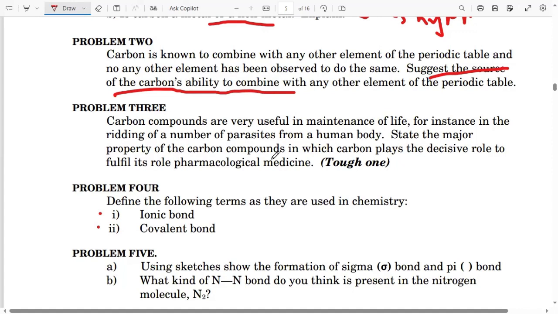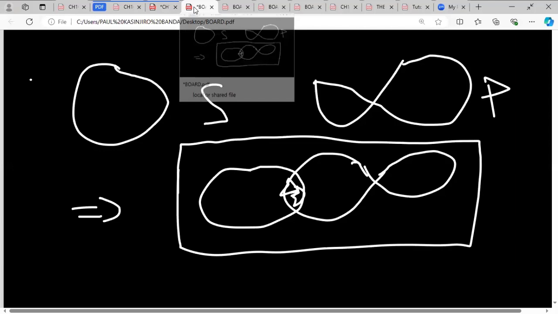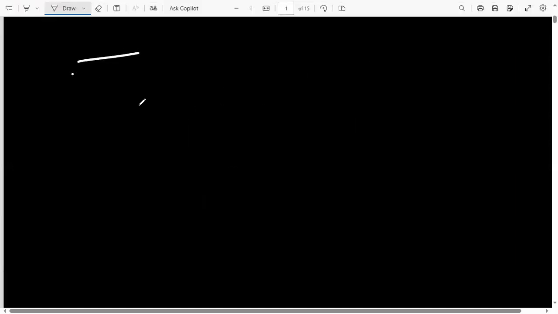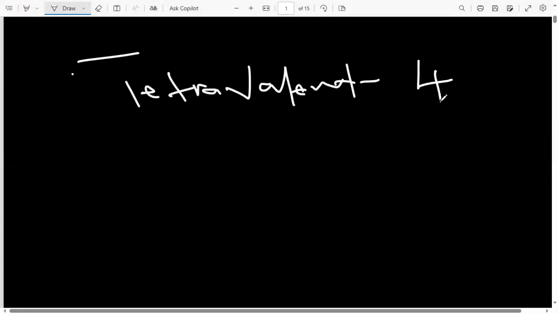Before I go to question 3, I would like to state 2 important properties of carbon. Carbon is what we call tetravalent. Tetravalent simply means that it forms 4 bonds. How do you write this word? Tetravalent, like this. This simply means that carbon forms a maximum of 4 bonds. In all the organic structures that you're going to see, carbon will always be bonded 4 times. If carbon is not bonded 4 times, then it means your structure is wrong. The structure is very wrong.